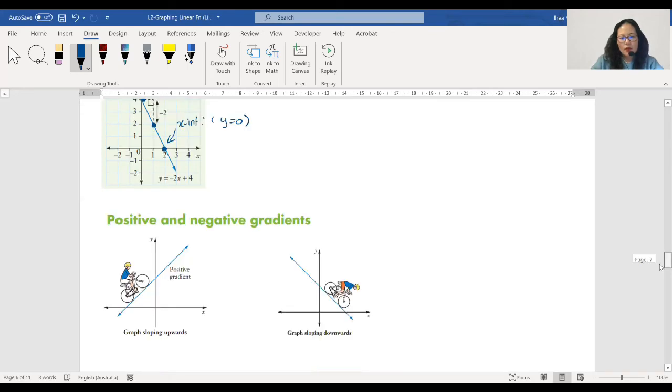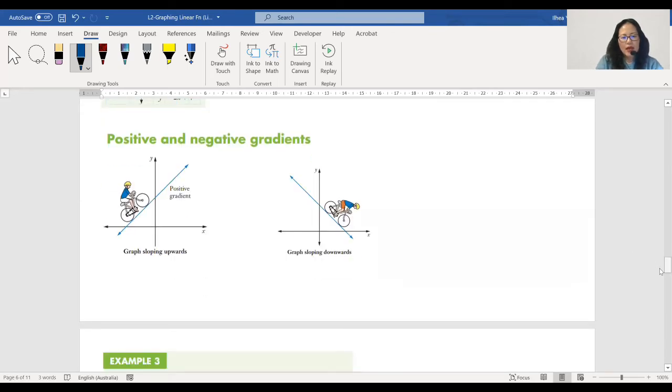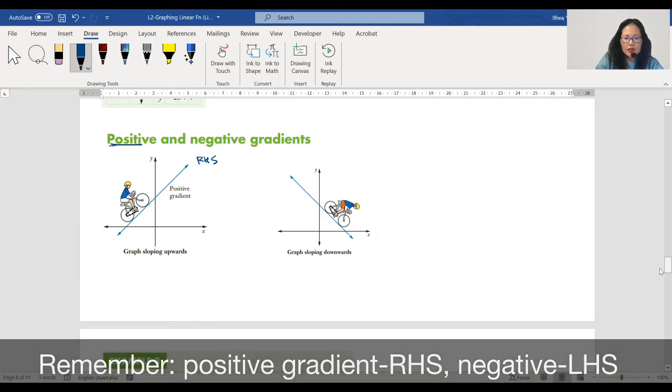Now, with gradient, we have positive gradient and negative gradient. This one is going up to the right-hand side, isn't it? The positive is when the gradient goes to the right-hand side. Now, think of this as going down from the left-hand side. It's going in the direction of the left-hand side, which is a negative. So think of that as your little trick for remembering things.